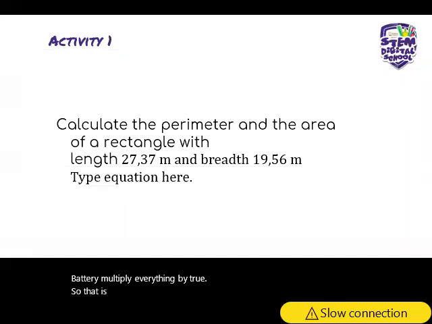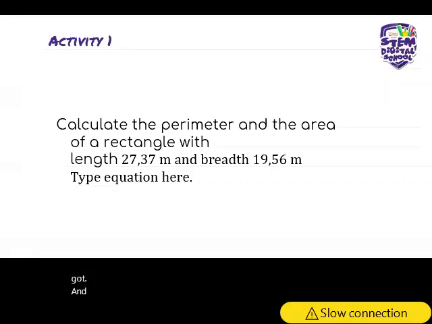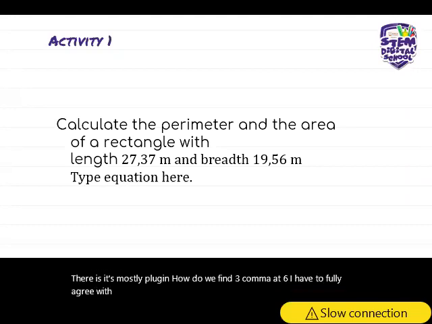I see that one of you, Nosipo, already got 93,86. Yes, it's Nosipo again. She was showing us how to find the 93,86. I have to fully agree with you there, Nosipo. That's the correct approach.